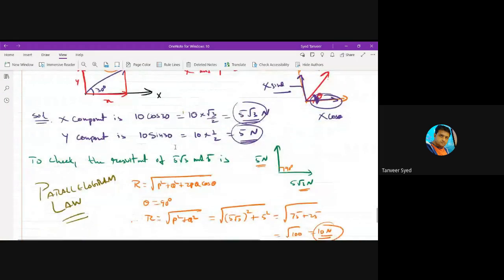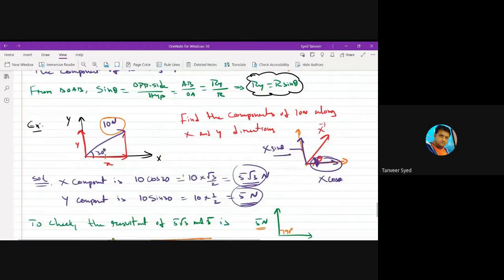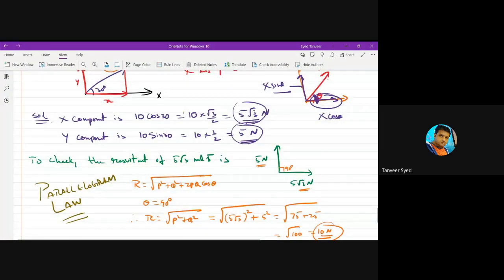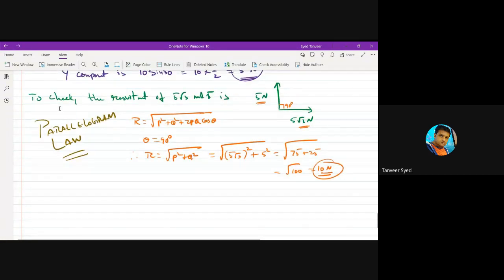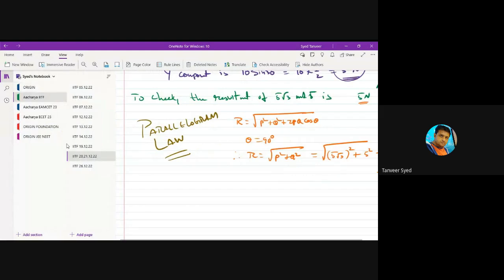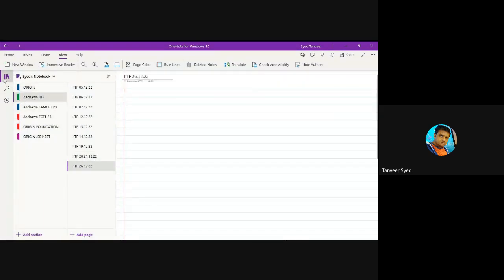And we discuss some examples. A 10 Newton force is making 30 degrees. Then along the x direction, its value is 5 root 3. Along the y direction, its value is 5. And if you add these two components, x component and y component, then you again get the same 10 Newton force. This is the resolution of a vector. We'll see some more examples of this.